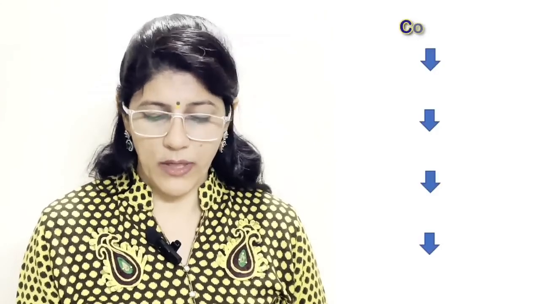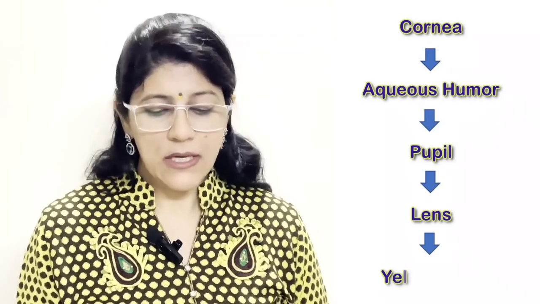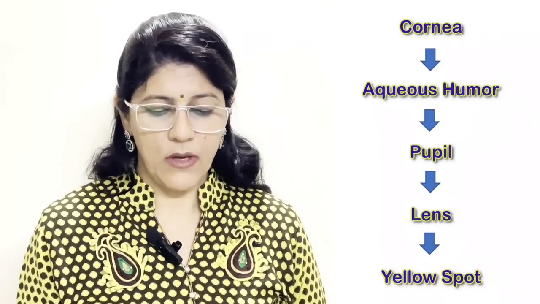Next is pupil, yellow spot, cornea, lens, aqueous humor. So starting with cornea, aqueous humor, pupil, lens, yellow spot.